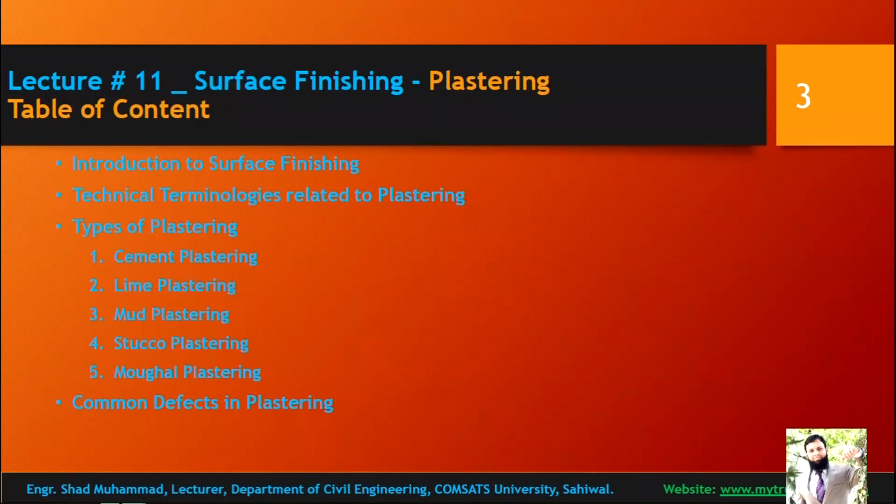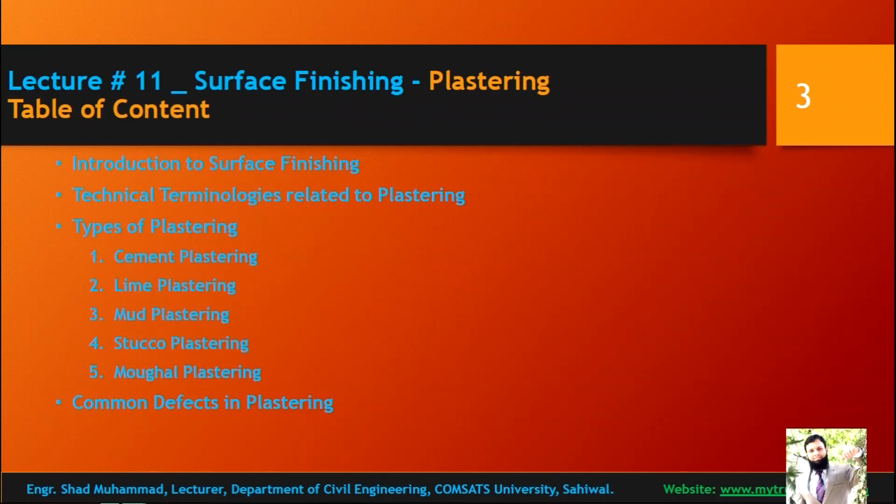Alright, in today's lecture we will be studying something about plastering. We will study an introduction to surface finishing and technical terminologies related to plastering, and we will also study different types of plastering: cement plastering, lime plastering, mud plastering, stucco plastering, Mughal plastering, and we will also study common defects in plastering.